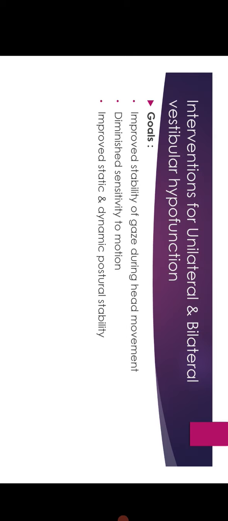Interventions for unilateral and bilateral vestibular hypofunction. Goals: improved stability of gaze during head movement, diminished sensitivity to motion, improved static and dynamic postural stability. Interventions: gaze stability exercise, postural stability exercise, motion sensitivity, which is called habituation training.